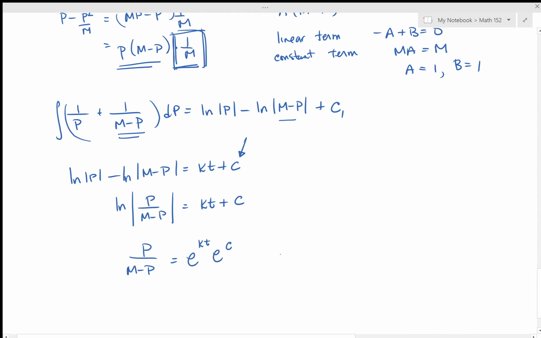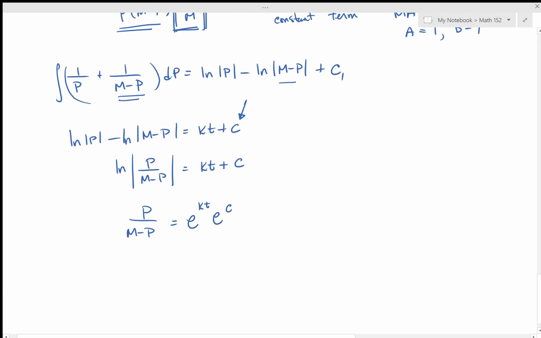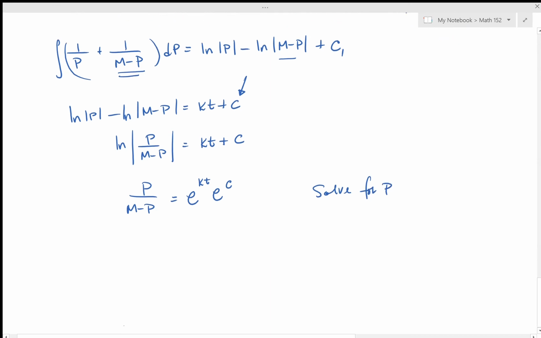And then I do the usual thing. Let's see. Oh, I didn't do that till further along. Okay, now I'm going to solve. Next step, solve for P. To do that, this is the way I did it.